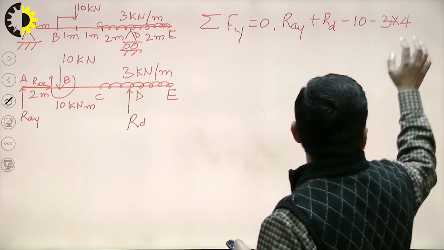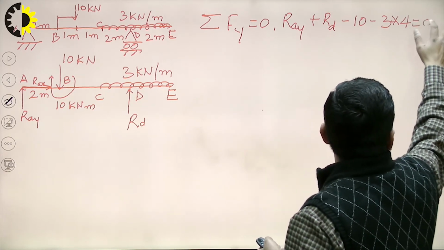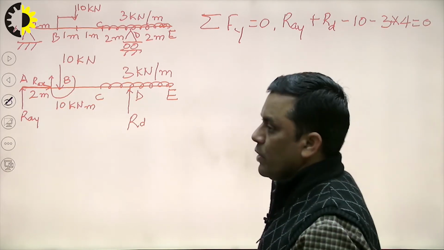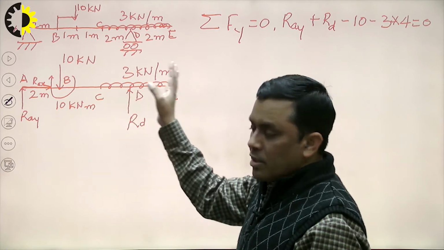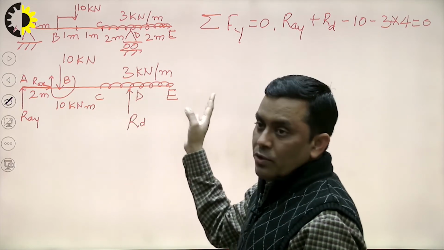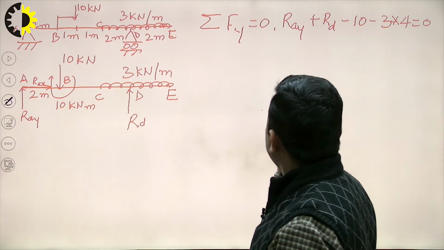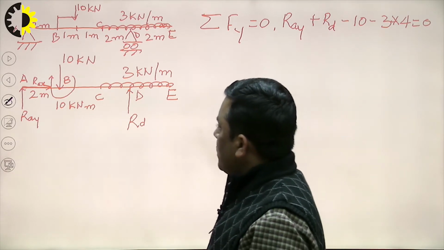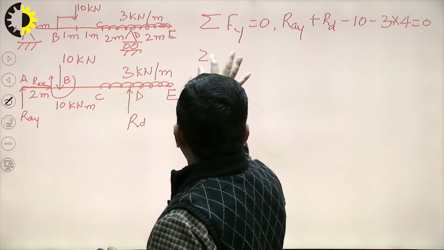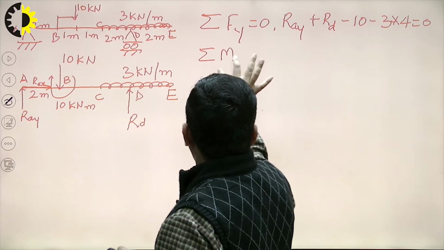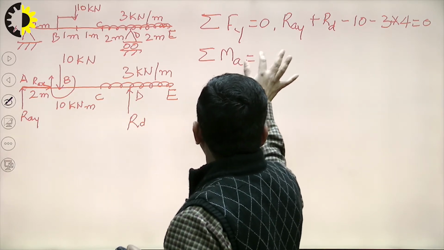So 3 into 4, which must be equal to 0. So this is sigma Fy equal to 0. Is there any other force in vertical direction? I don't think there is any other force. The second equation which I can write here is sigma MA equals to 0.